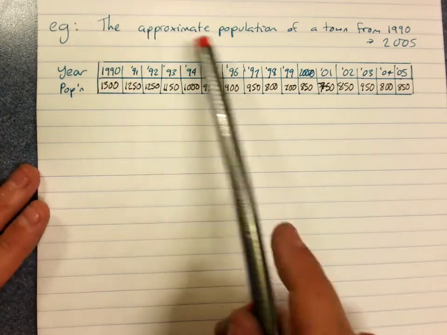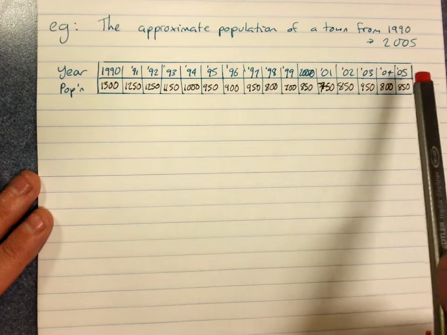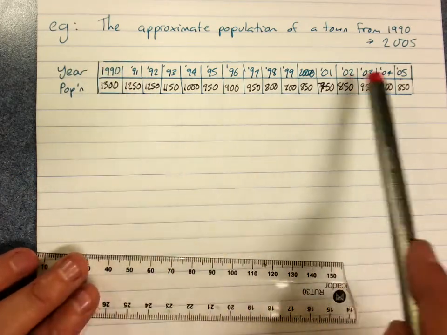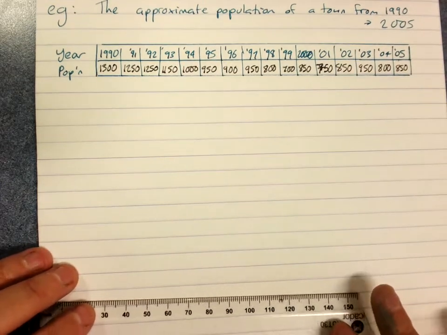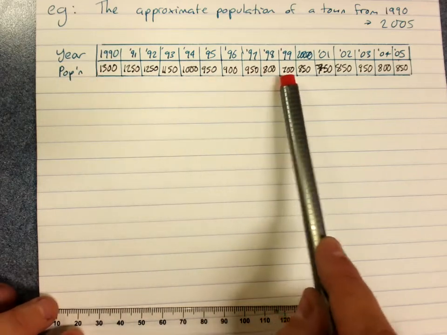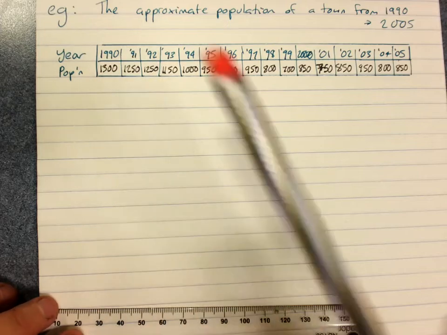So here we've got the approximate population of a rural town from 1990 through to 2005. You need to put your time, this one is in years, on the x-axis. Your y-axis does not need to start from 0. This wouldn't make sense. Our lowest value is 700. Our highest value is 1300.